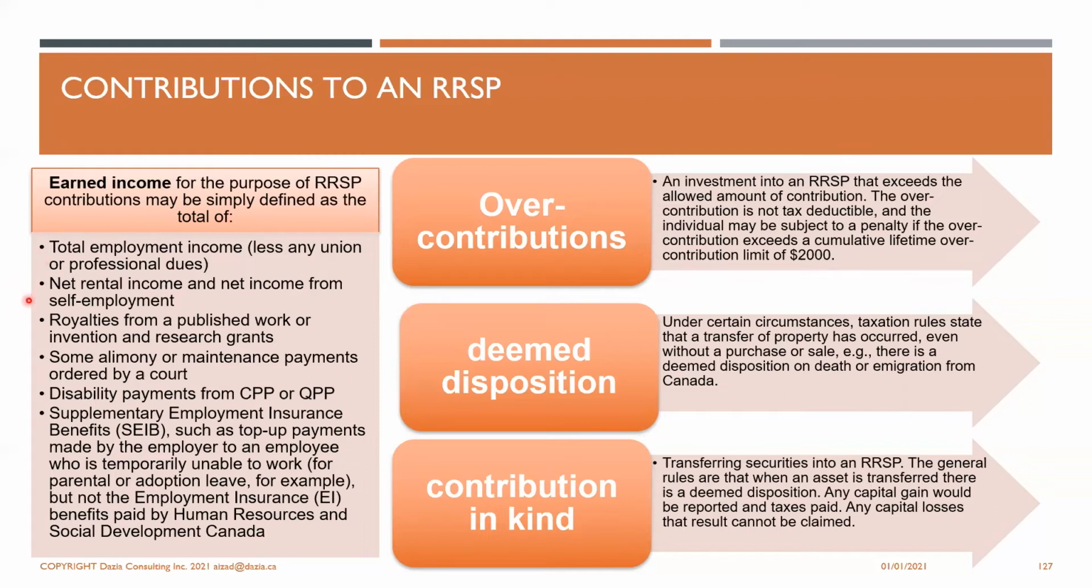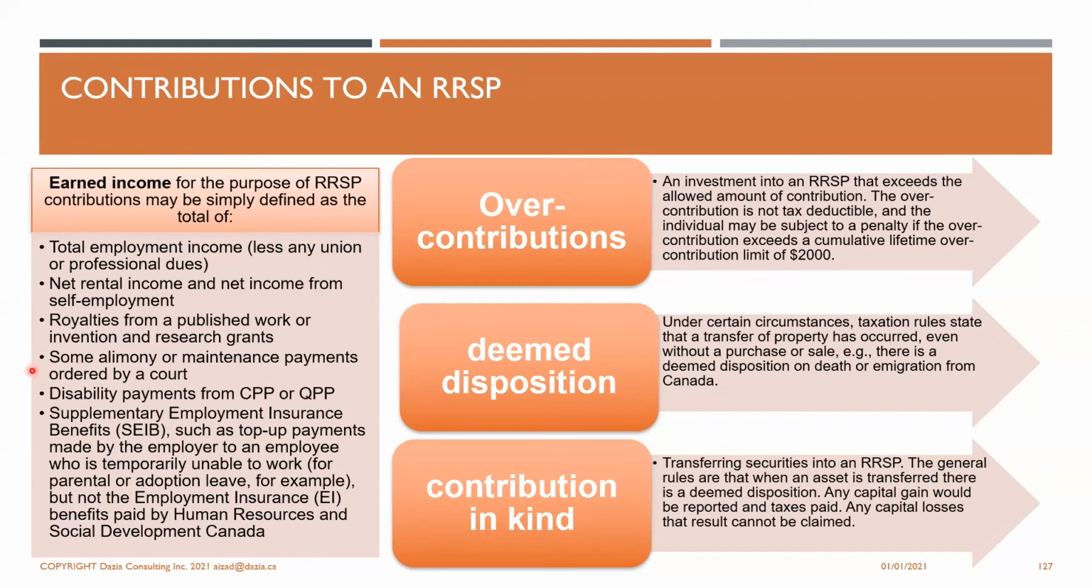But there's other income also. If you have a rental property, the net rental income and net income from self-employment also are considered earned income. So RSP can be contributed based on that also. Then the royalties from published work or invention and research grants are also taxable and are considered earned income.